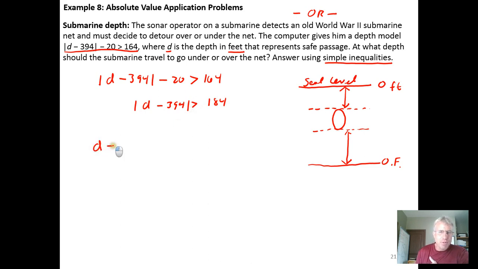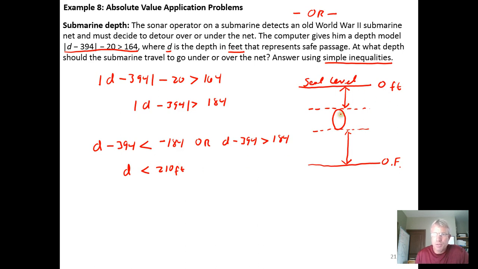So I'm either going to get depth minus 394 is less than the negation of this number, or I'm going to get depth minus 394 is greater than 184. One of those two things needs to be true. So for this one, we would add the 394 to both sides. We would get the depth has to be less than 210, and that's in feet. And in the picture, for the depth to be less than 210 feet, we're actually getting this bound on the model, right? Less than 210 feet means go above the net.